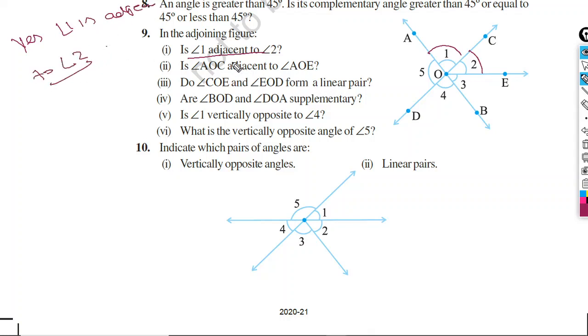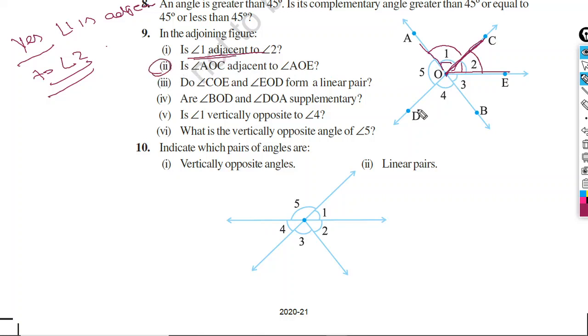Now, okay, we can say yes. Now, what is the reason? You don't need to give the reason, because it is asking whether yes or no. So you can write yes, angle 1 is adjacent to angle 2. Now we have to know the reason. The reason is that the vertex of angle 1 and angle 2 is the same single point. They have a common arm, that is OC, and their non-common arms AO and OE are on either side of the common arm. Therefore angle 1 and angle 2 are adjacent angles.